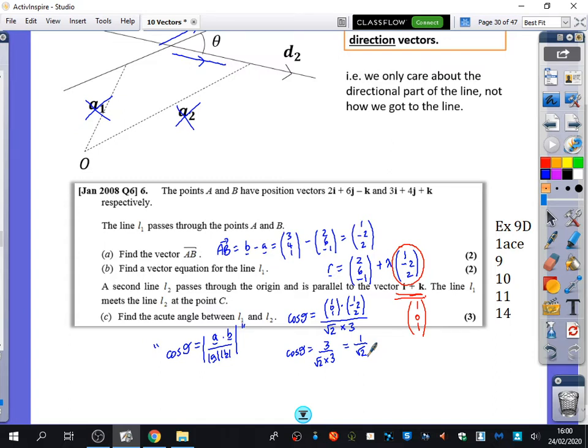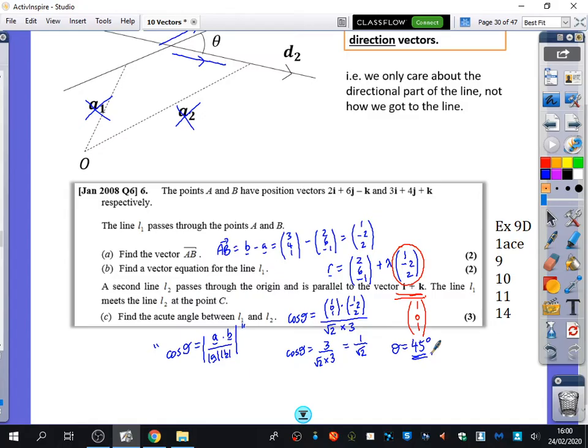Do you remember from GCSE, did you memorise what these were? You should have memorised them. Okay, so this is the one you should know. 45. Very good, Ishak. So theta is 45 degrees. So the angle between these two lines is 45 degrees. Didn't even touch a calculator, did we? So I squeezed that in there.